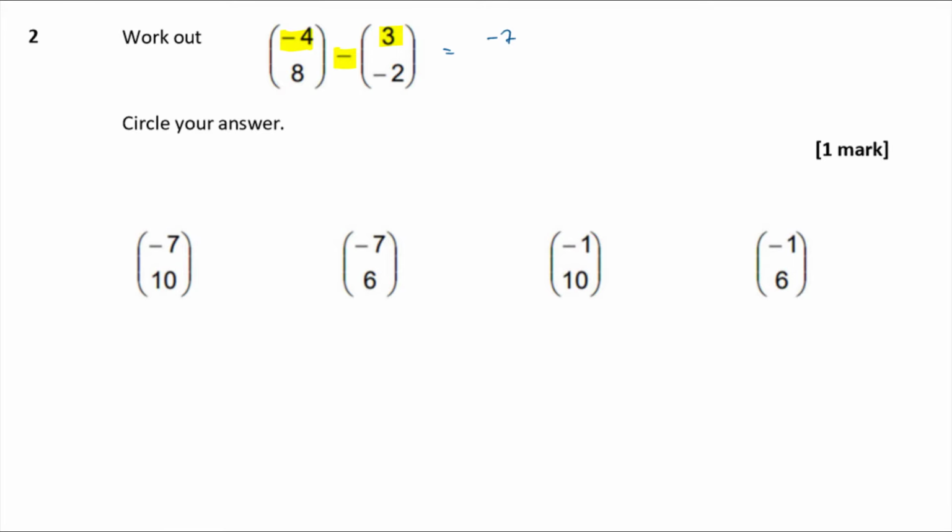And then subtracting the bottom one, so 8 subtract -2. When you take away a negative, it's the same as adding, isn't it? So 8 subtract -2 is the same thing as 8 plus 2. That's going to be 10. So the column vector I'm looking for is (-7, 10). It's that one there, it's the first one.